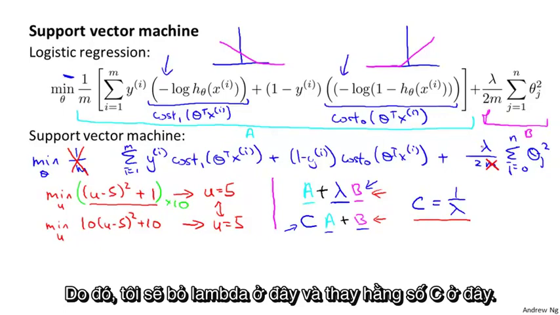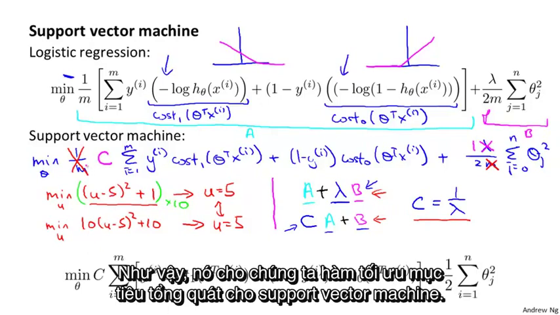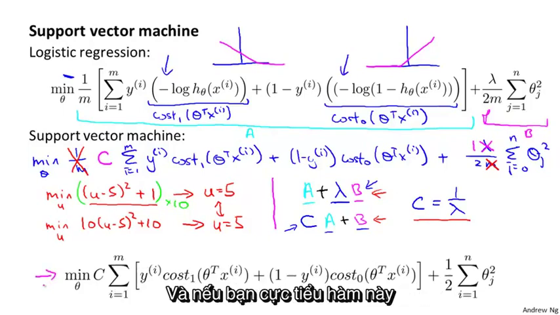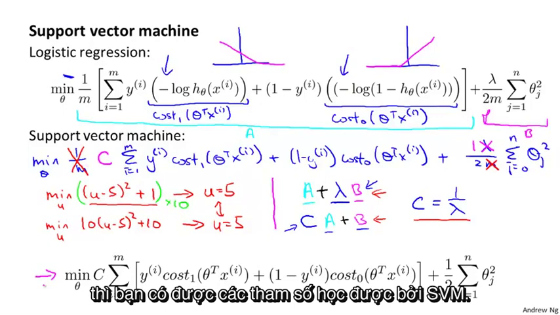So just filling that in, I'm going to cross out lambda here and write in the constant C there. That gives us our overall optimization objective function for the support vector machine. And if you minimize that function, then what you have is the parameters learned by the SVM.